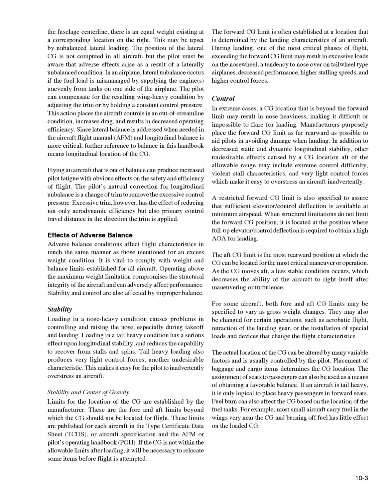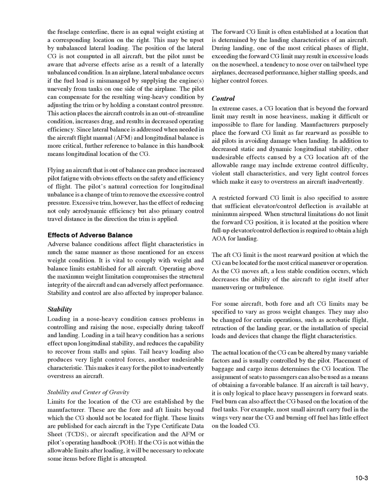The aft CG limit is the most rearward position at which the CG can be located for the most critical maneuver or operation. As the CG moves aft, a less stable condition occurs, which decreases the ability of the aircraft to right itself after maneuvering or turbulence. For some aircraft, both fore and aft CG limits may be specified to vary as gross weight changes. They may also be changed for certain operations, such as acrobatic flight, retraction of the landing gear, or the installation of special loads and devices that change the flight characteristics.